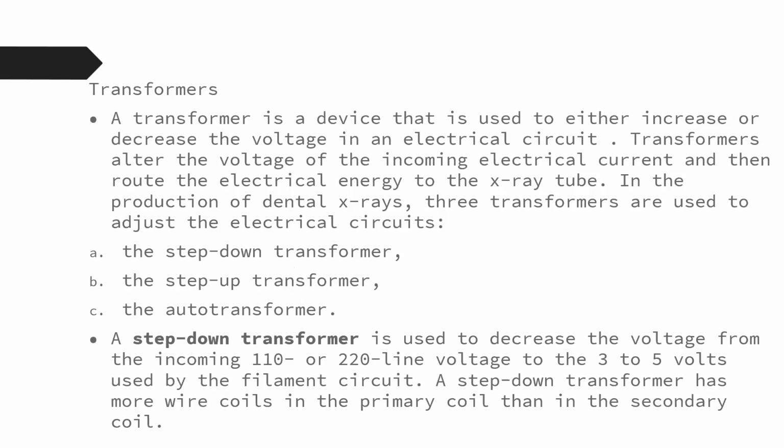Then there are the transformers, right? There are 3 types of transformers. We have the step down, the step up, and the auto transformer. Now, the step down transformer reduces the voltage to the 3 to 5 volts used by the filament circuit, all right? The step down transformer has more wire coils in the primary coil than in the secondary coil.